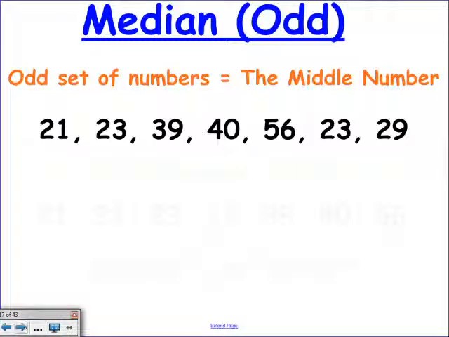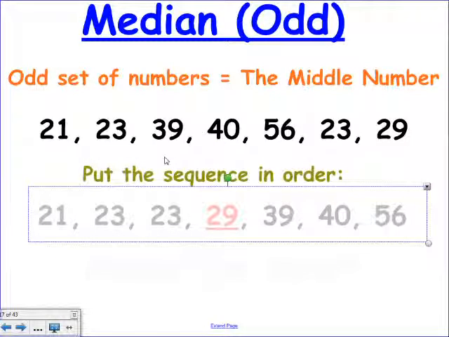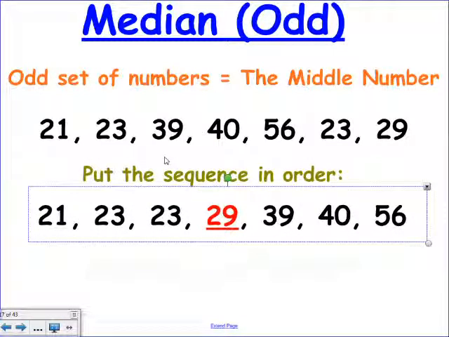So if I've got a random set of numbers like I have on the board, what's the first thing I do? Put them in order. And what's the second question you've got to ask yourself? What is the middle? So I'm dealing with 1, 2, 3, 4, 5, 6, 7. What's the middle of 7? 3.5. Good, and then what do you do with it? You round it up.